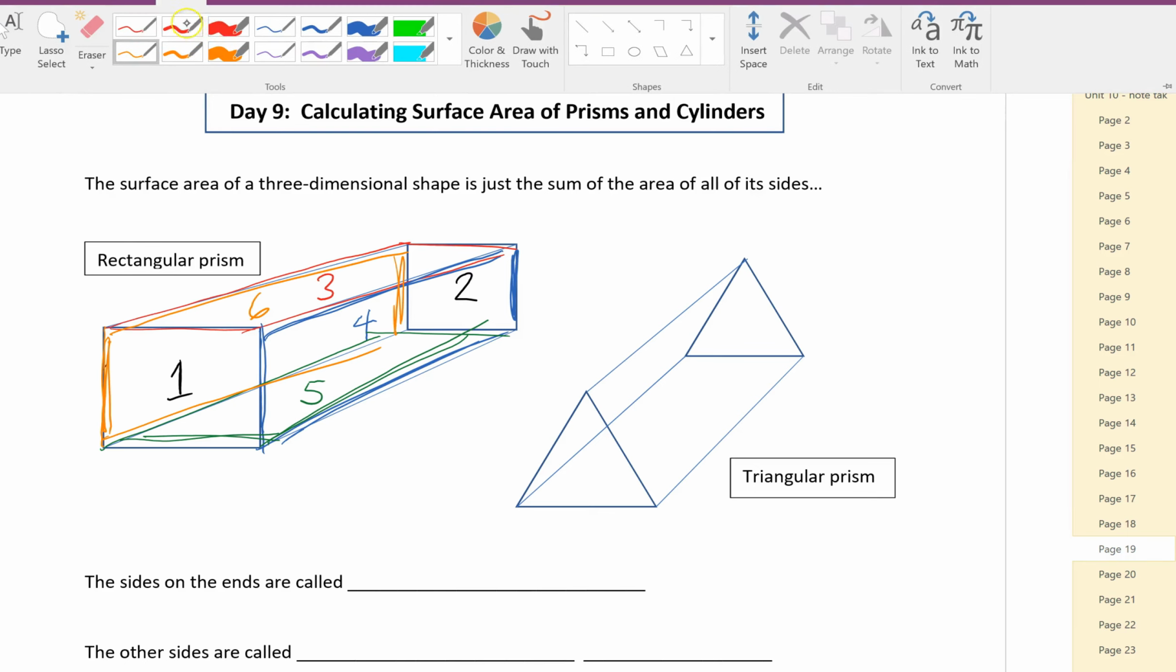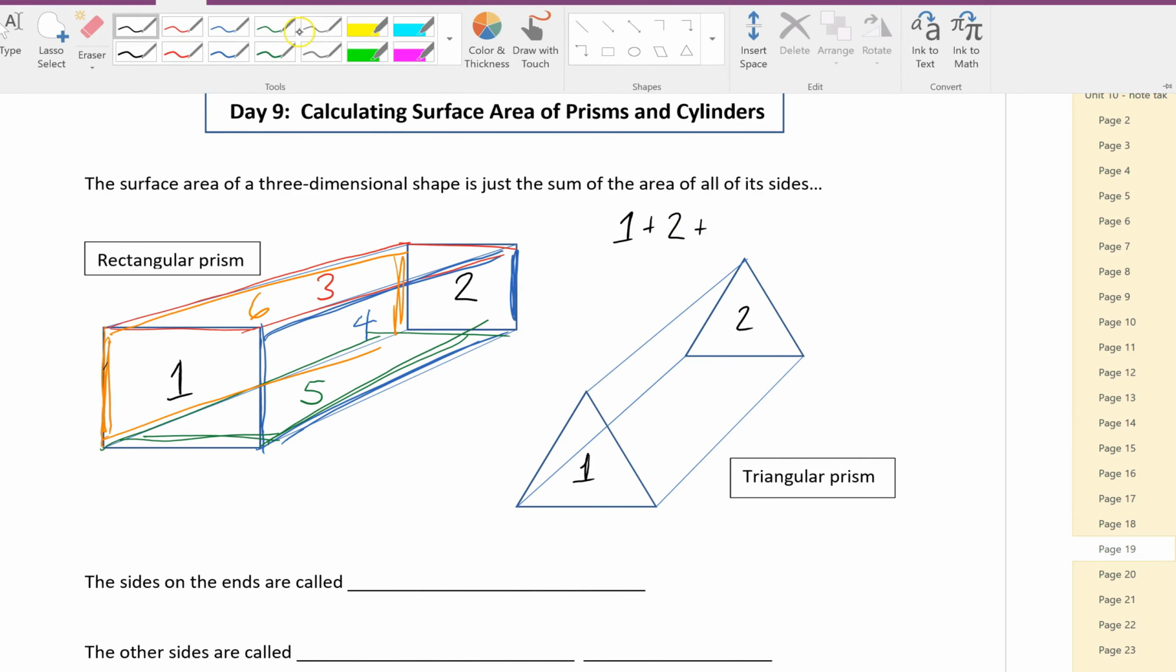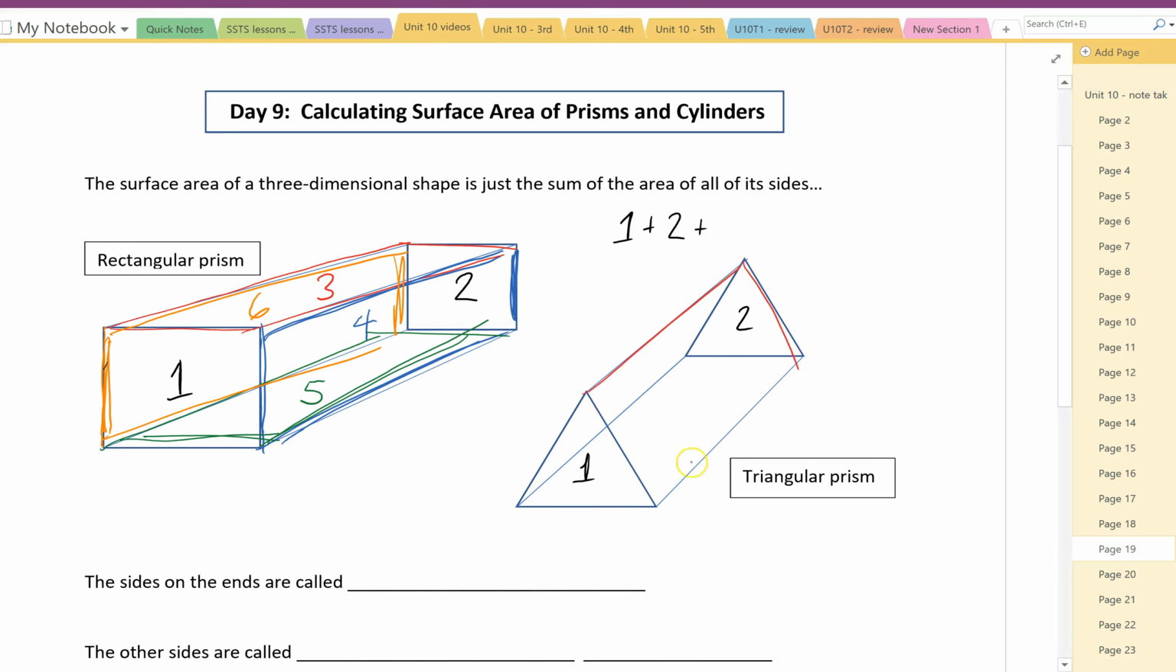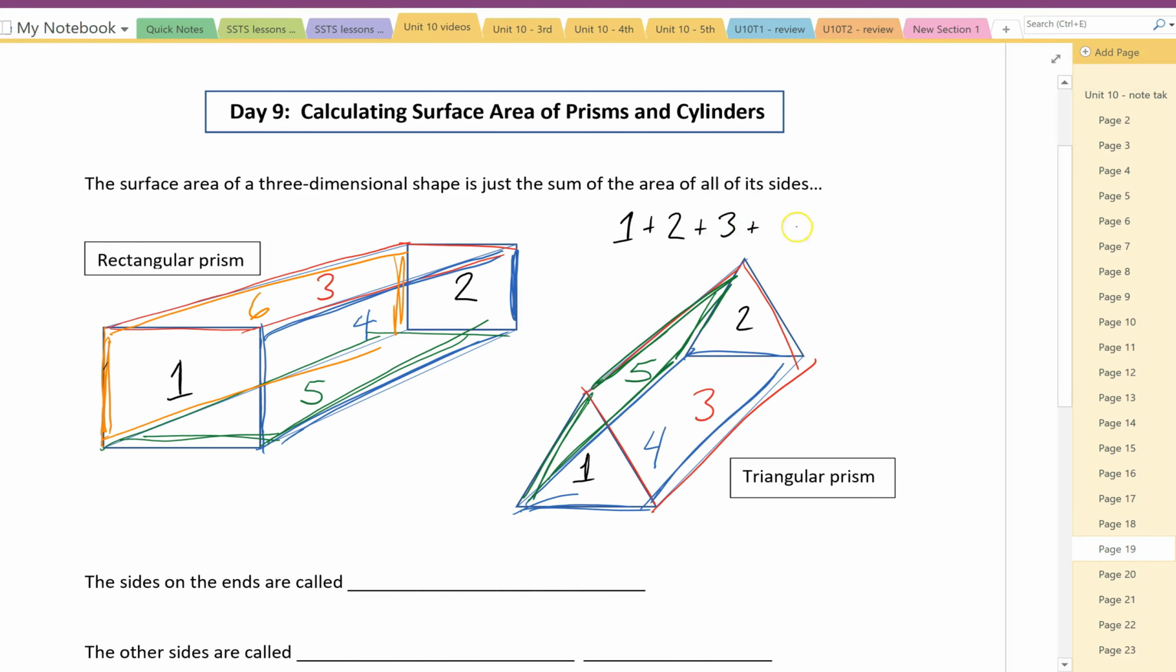Same thing if I was doing this triangle over here. It has 2 bases. It's got this base right here and this base back here. So if I was calculating the surface area of this triangular prism, I would start with those 2. And then it's going to have 3 lateral faces. One of them is right here, the side facing us. And it's going to have this one on the bottom. And then it's going to have the one back here. So it's going to have a total of 5 sides, 2 bases, and then 3 lateral faces.